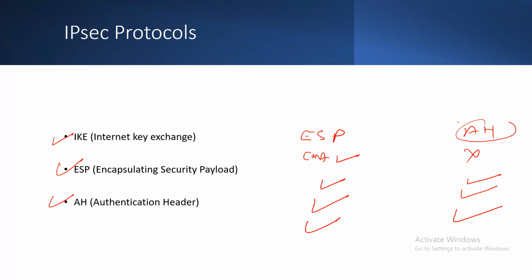So the AH authentication header protocol will not support confidentiality. Without confidentiality, how can we send our data over the public network, right? So generally we are not going to use AH, we are going to use ESP. Clear?